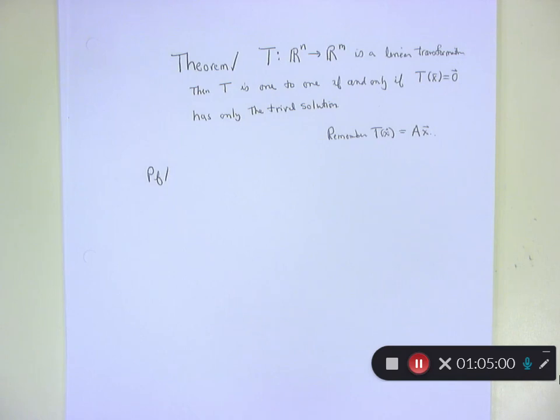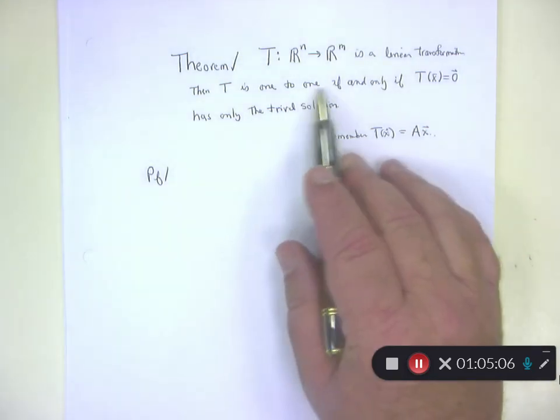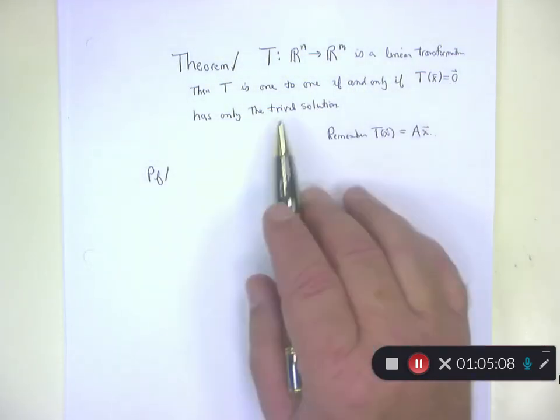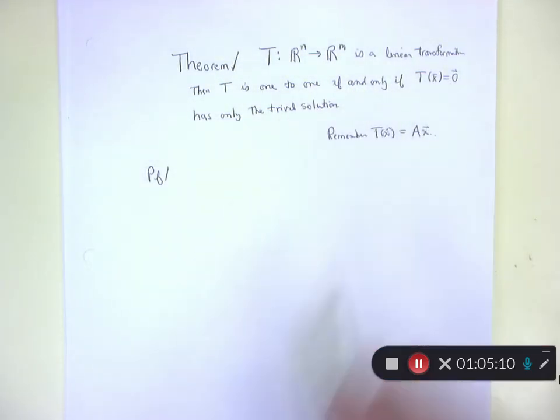But maybe you could have another vector mapping to 0. Not if it's 1 to 1. If you've got 1 to 1, T of x equals 0 only has the trivial solution. You won't have another solution with free variables or anything like that on there, okay?